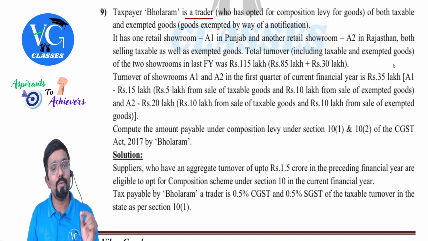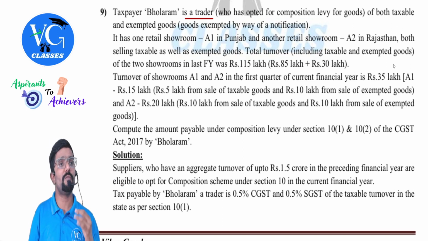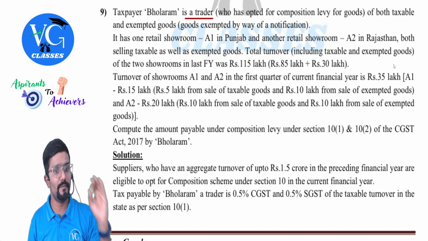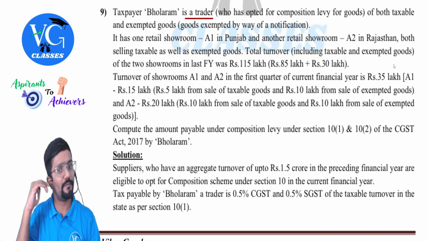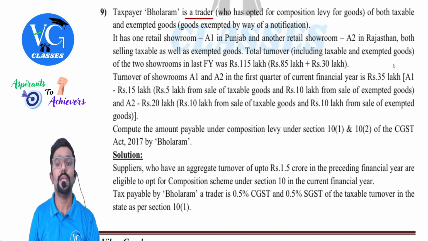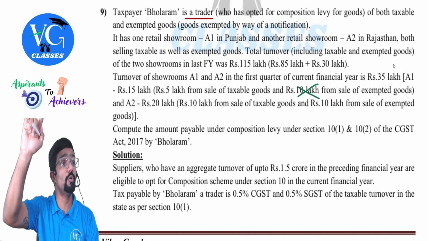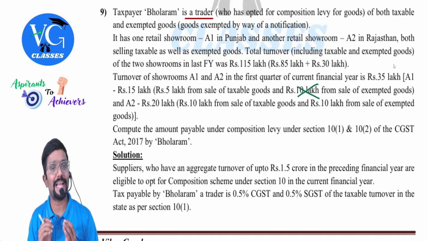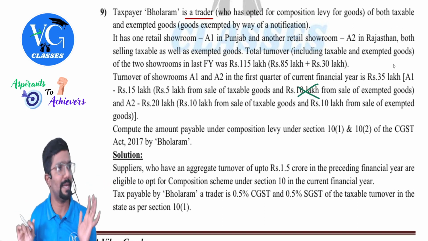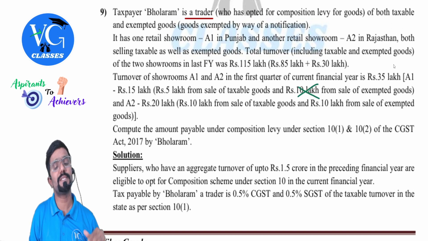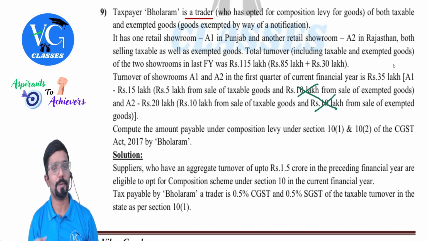Turnover of the showrooms A1 and A2 in the first quarter of the current financial year, why did they give this, to pay tax, is 35 lakhs. A1 15 lakh, in which 5 lakh is from the sale of taxable goods and 10 lakh is from the sale of exempted goods. Should he pay tax on this? No. On exempted goods, no tax for a trader. So to pay tax, should I take 15 lakh or only 5 lakh? Only 5 lakh. Next, coming to A2, 20 lakh is the total turnover, but 10 lakh is from the sale of taxable goods and 10 lakh is from the sale of exempted goods. So should we take 20 lakh or 10 lakh? Only 10 lakh. Taxable turnover.